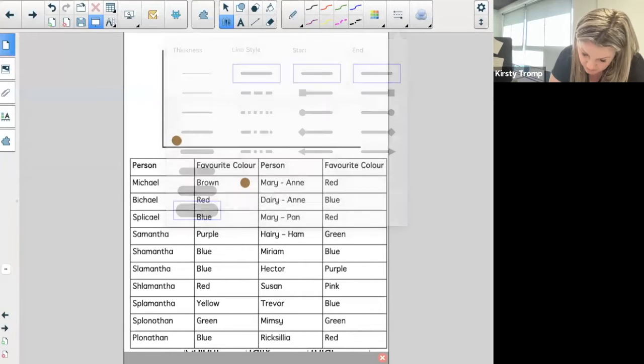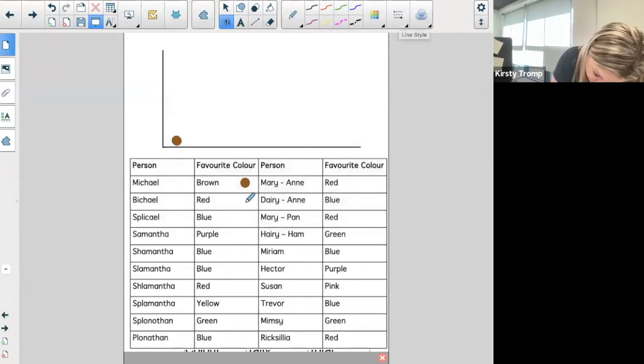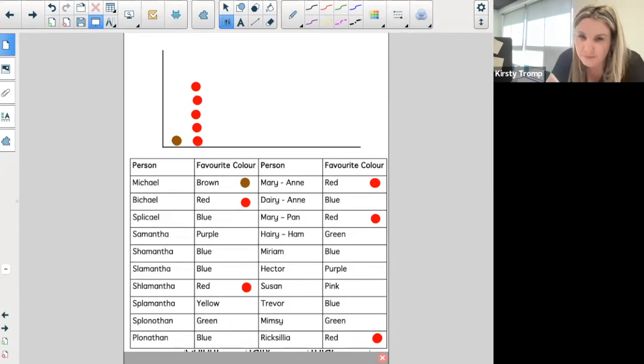The next one I want to do is red. Okay, so I've got 1, 2, 3, 4, 5. All right, I go to my dot plot. 1, 2, 3, 4, 5.